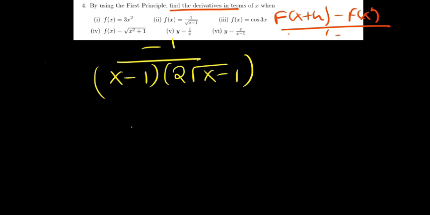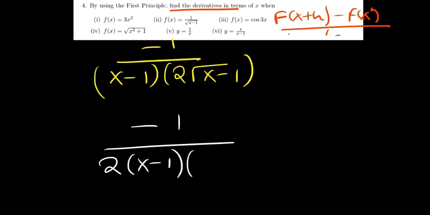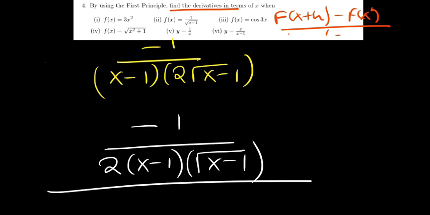So is there any way we can better put this? There is. Negative 1, and then I can start with a 2 instead. And then x minus 1 if I want in brackets, and then root of x minus 1. If I want, I don't have to put it in brackets. But this is basically what you are ending up with as the derivative to the second part.